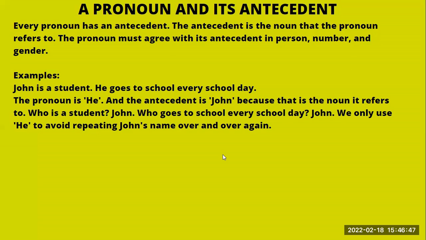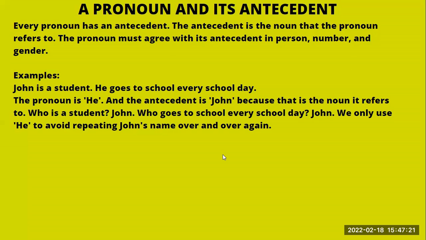Let's look at a specific example. John is a student. He goes to school every school day. The pronoun is he, and the antecedent is John, because that is the noun it refers to. Now, for example, who is a student? John. Who goes to school every school day? Of course, John. So we only use he to avoid repeating John's name over and over again.